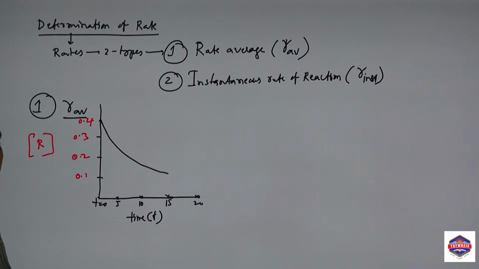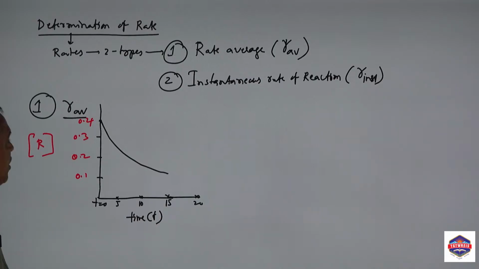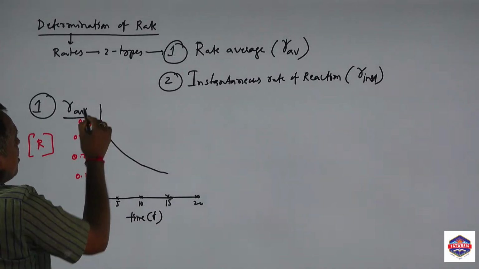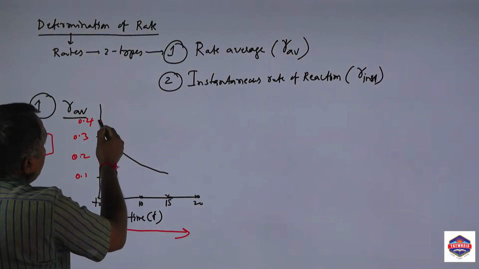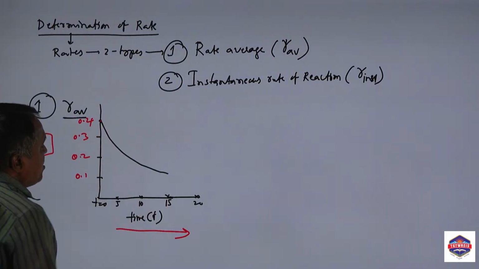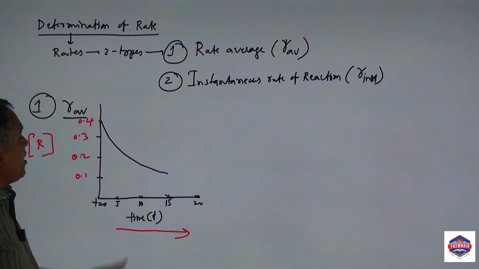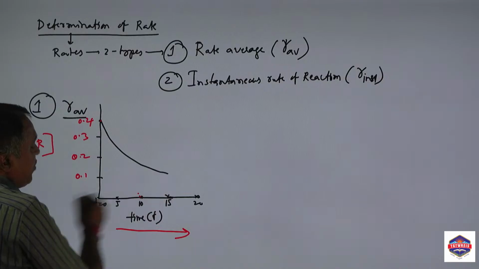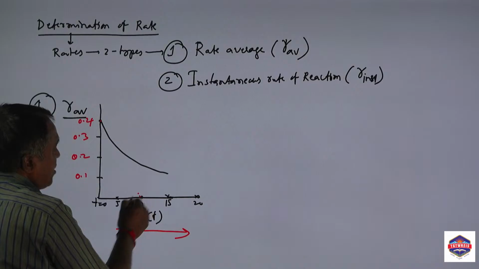This is the concentration of reactants on the y-axis, and this is time on the x-axis. Initially the concentration is very high. As time increases from left to right, what is happening here? This is the decrease in concentration of the reactants. Now let us determine the average rate between 10 to 15 minutes.